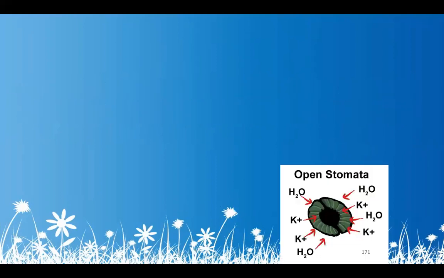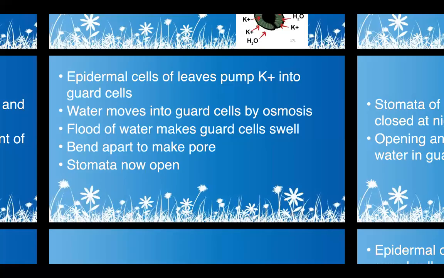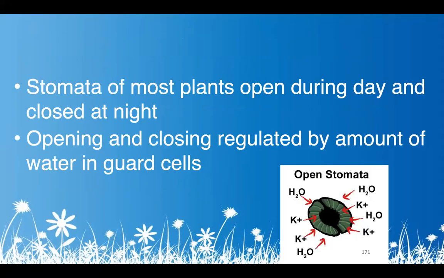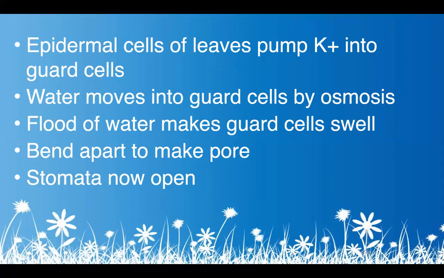So we've got two guard cells. And you can see here, basically it works by transporting potassium in. Most plants have their stomata open during the day and closed at night because that's when the sun is shining, and they regulate the opening and closing by controlling how much water is in the cells. So during the day, the epidermal cells pump potassium into the guard cell. Now this word pump has a very specific meaning. That means it's active transport, which means it uses energy.